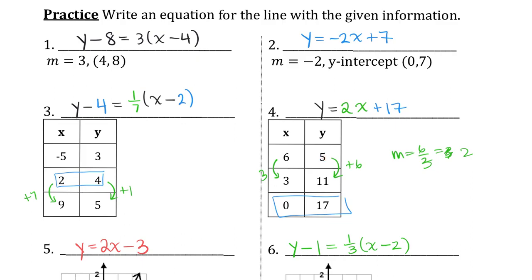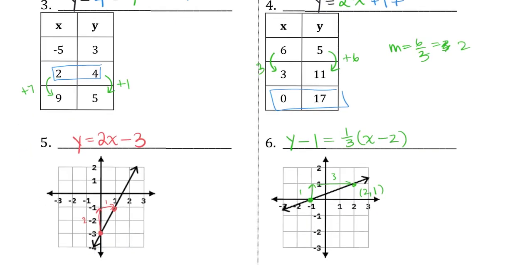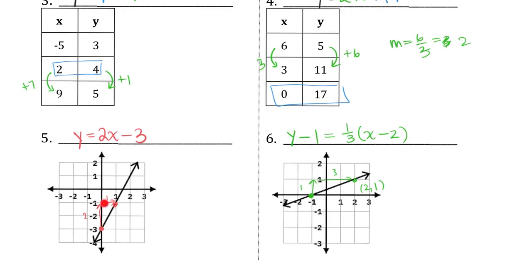It's up to you. Okay, for 5, the slope was 2 because I went up 2 over 1. I did slope-intercept form, so I have y equals 2x minus 3. If you did point slope form, that's fine. Okay, for 6, my slope is 1/3, so that should match. For my ordered pair, I chose to use (2, 1), which is why I have a 2 and a 1 here. If you chose to do (-1, 0), you would have an x plus 1 and a 0 here, and that would be an equivalent answer.